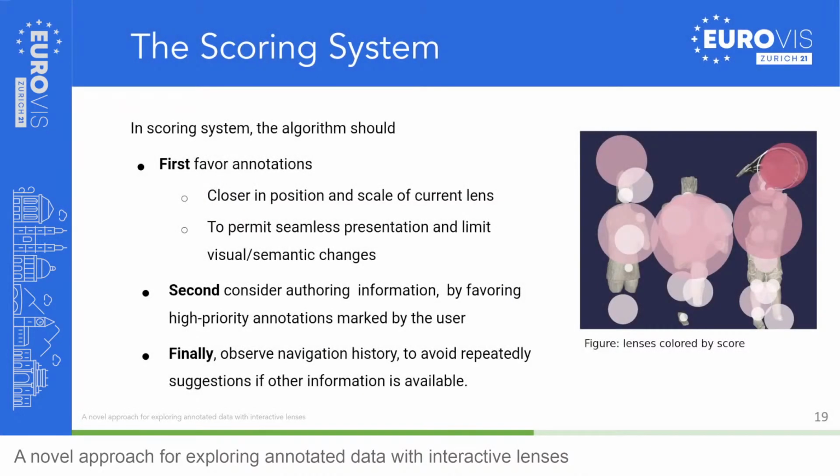As seen in the video, the scoring system is thus the basic component of our guidance approach. Ideally, a good scoring system should have several characteristics. First, it should favor the annotations that are closer in position and scale of current lens and limit the visual and semantic changes. Secondly, it should consider authoring information by favoring high priority annotations marked by the user. And finally, it should observe navigation history to avoid repeated suggestions if other information is available. We reach this goal by modulating spatial and similarity scores with the authoring importance and a history weight.